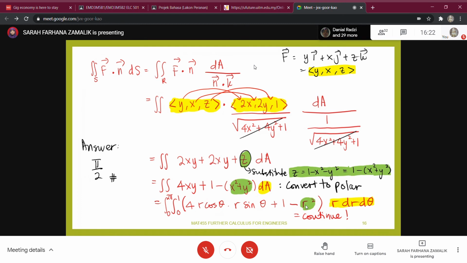Okay, make sure to be careful with the bracket here. You need to expand first. Multiply first with your r here, because there are many components here. So please continue on your own.